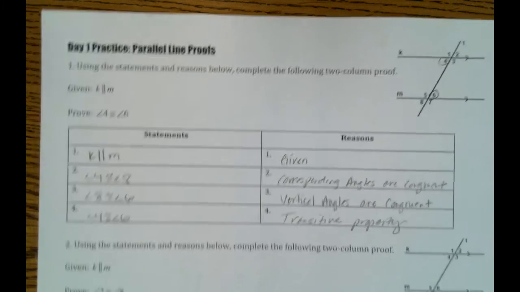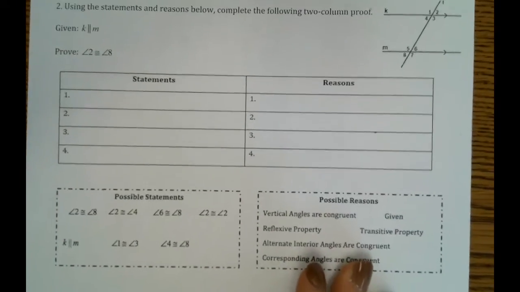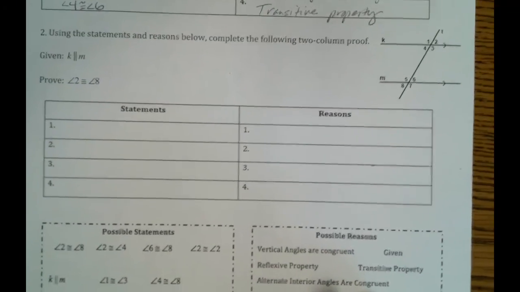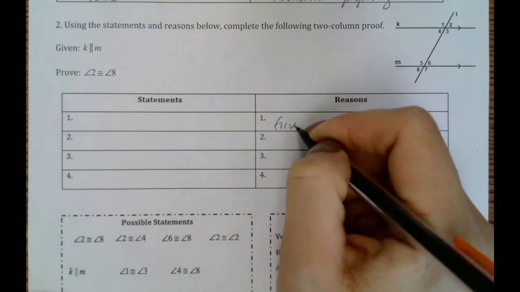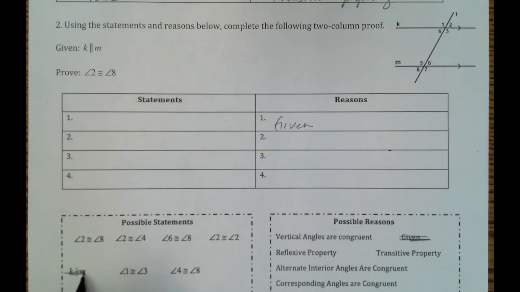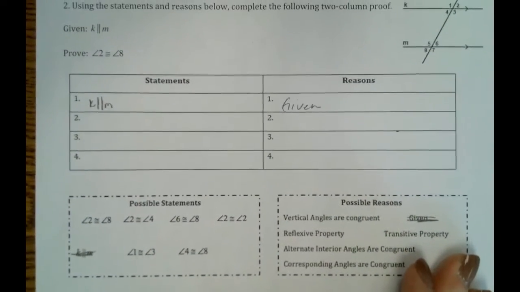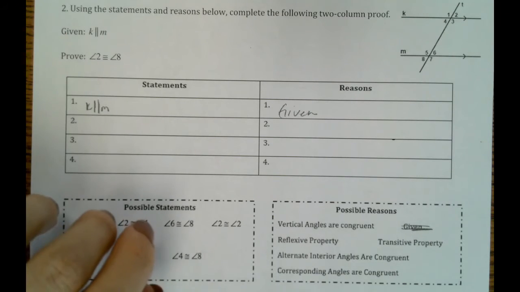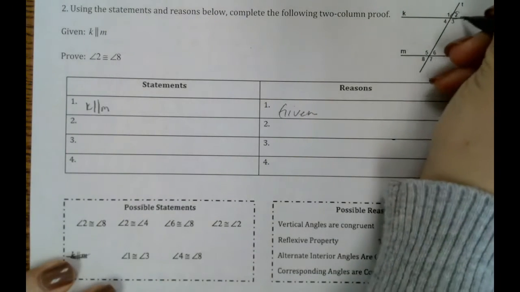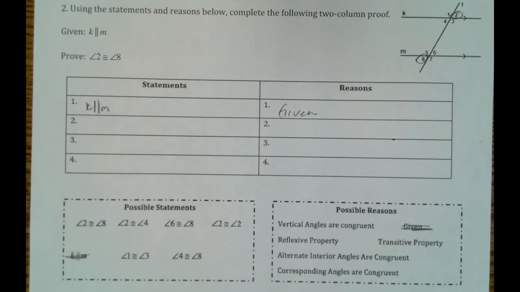Okay, number 2. So number 2, obviously we're going to go ahead and put our given first. And we are given that K is parallel to M. And we're trying to prove that angles 2 and 8 are congruent. And 2 and 8 are alternate exterior angles. We do know that. However, we're going to use some different ideas here.